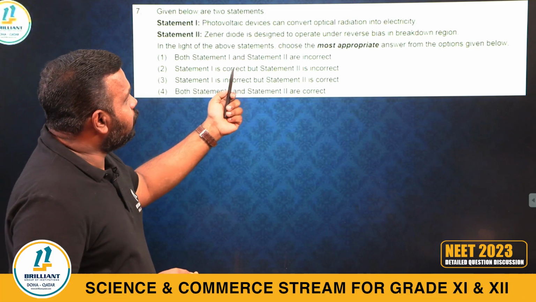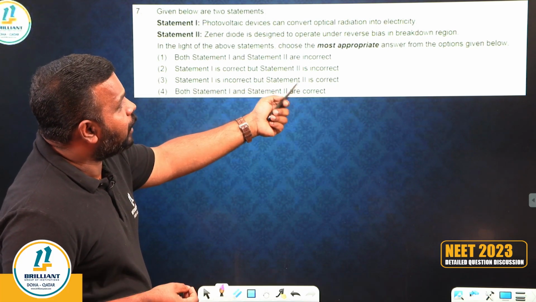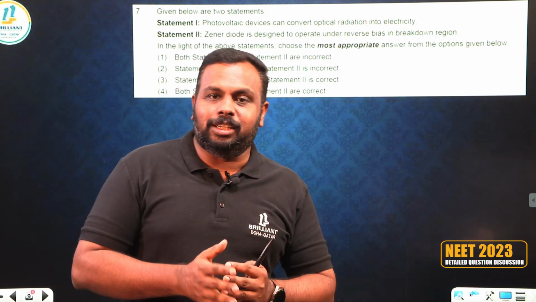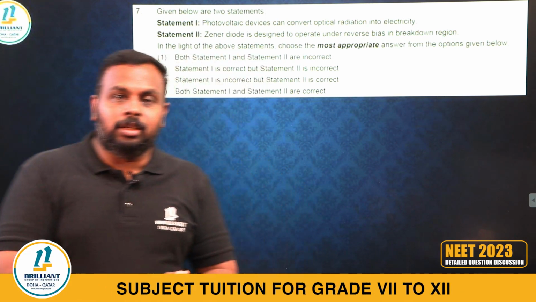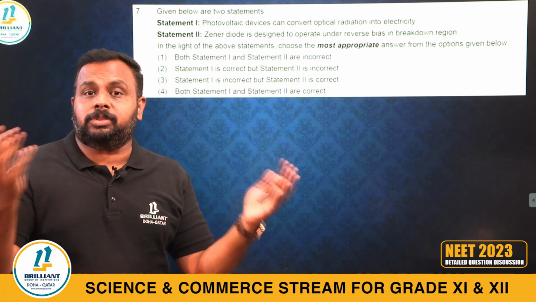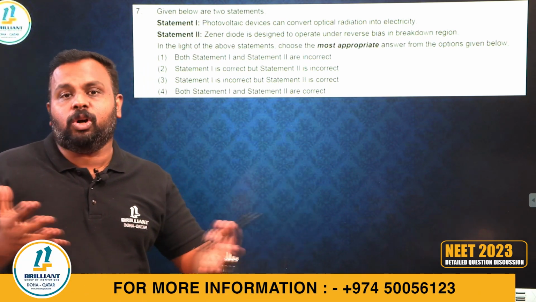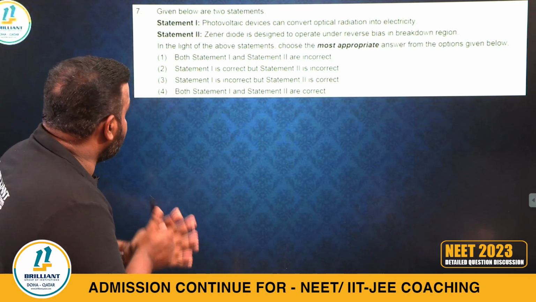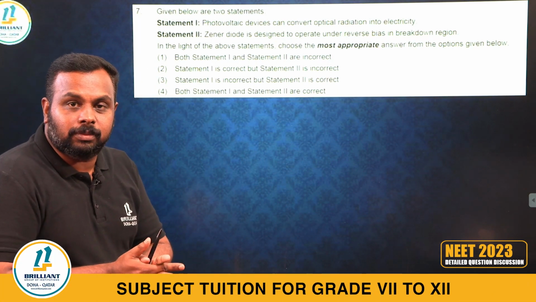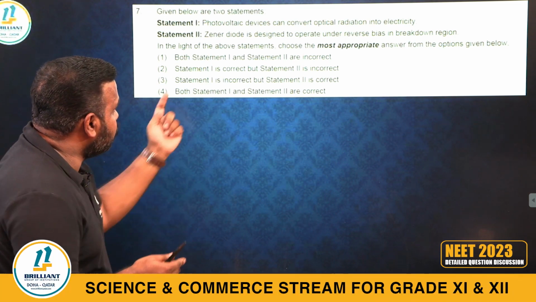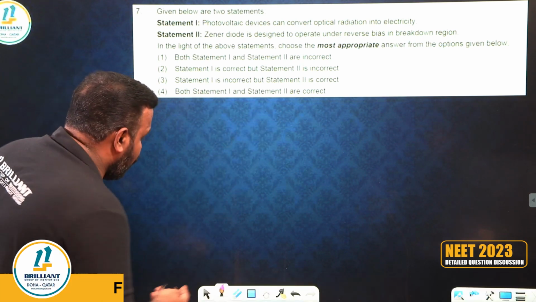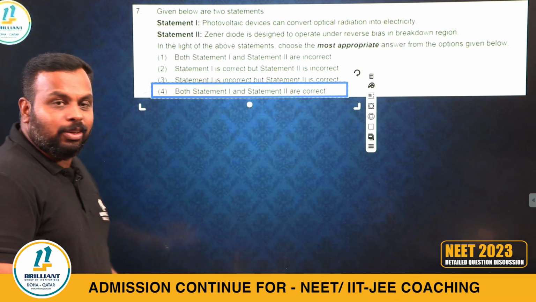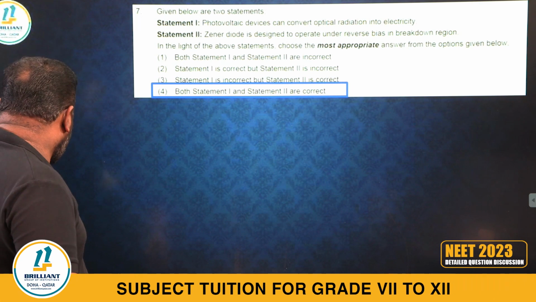Zener diode is designed to operate under reverse bias in breakdown region. Of course, it is also correct. Hope you remember what is a Zener diode. It is a specially designed PN junction diode which is having a sharp breakdown voltage, right? It is to be operated in the breakdown region, which means both the statements are correct. Statement 1 is correct. Statement 2, it is also correct. So which is our right answer? Both statement 1 and statement 2 are correct. The right answer is option 4. Okay, I'm going to the next question number 8.